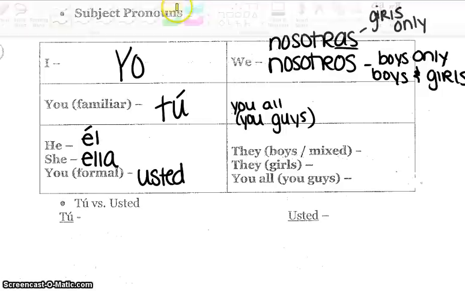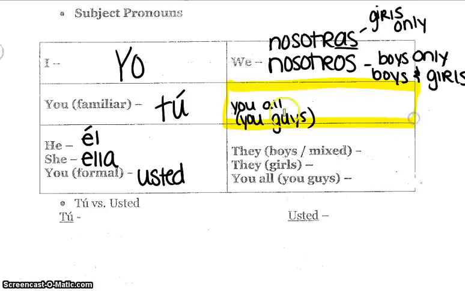Now, this form right here, this you all, this form is unique because we only use it in Spain. Okay, so you will not use this word very often, but the way we say you all or you guys only in Spain is vosotros or vosotras. So same thing applies with nosotros and nosotras. The vosotros gets used with boys and girls or boys only, and vosotras gets used when it's girls only.